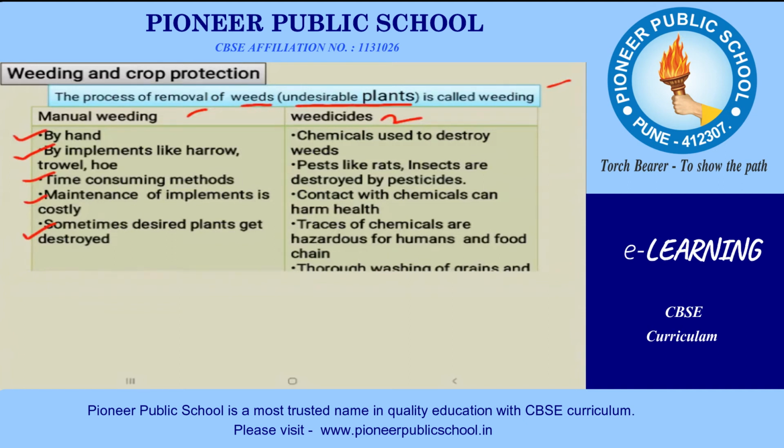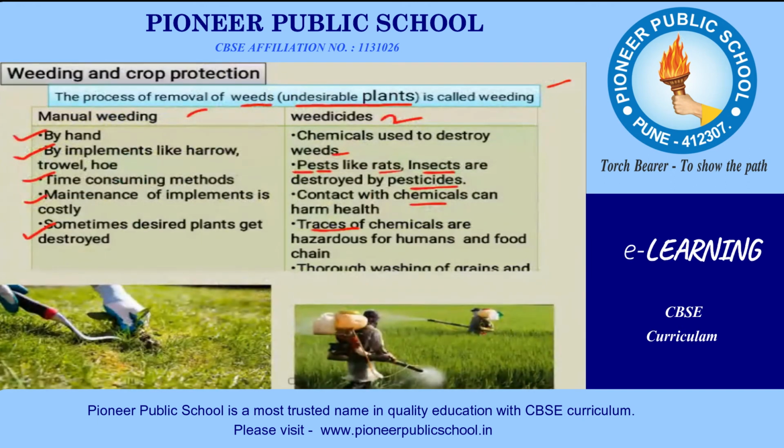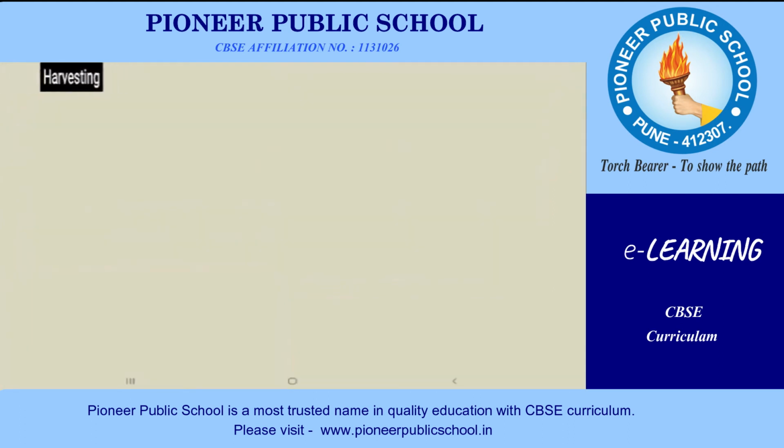Dear students, when we use weedicides, you have to remember that these are chemical substances we use to destroy the weed plants. Along with this, we protect the plant from pests, meaning organisms like rats or insects, with the help of chemical substances called pesticides. Contact with these chemicals can harm the health of human beings and other animals. Some of these chemicals can be hazardous for humans if they enter the food chain. So, we should wash our grains and vegetables thoroughly. Here you can see pictures showing manual weeding and spraying of weedicides and pesticides in our field. Now, dear students, let's move to the next agricultural practice, that is harvesting.